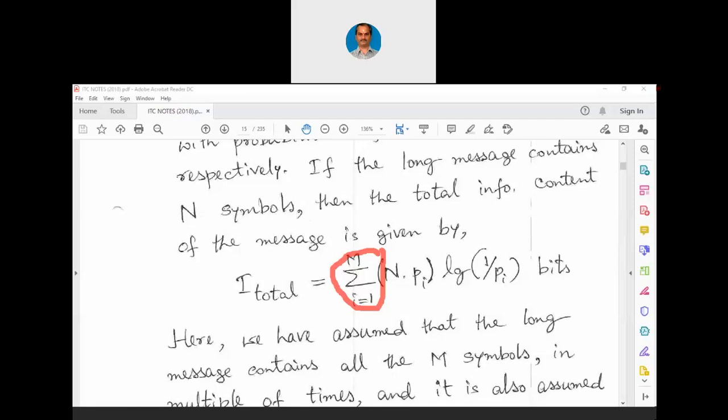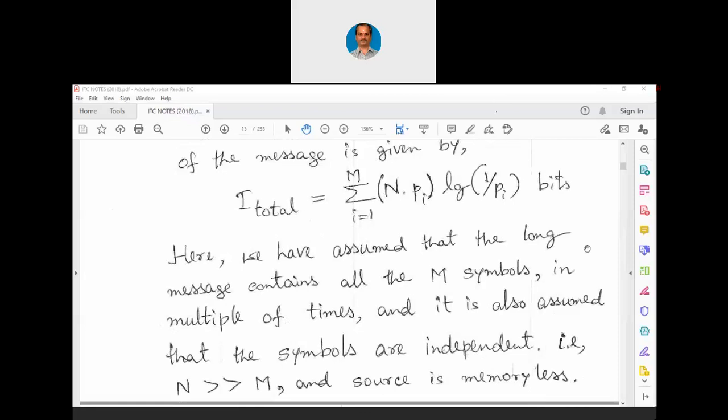Same way here in information theory. So we have assumed that the long message contains all the m symbols multiple times, and it is also assumed that the symbols are independent. A is statistically independent of B. B is statistically independent of C. That is how we have to assume, because the symbols as such are not dependent. For example, 1 is not dependent on 2, 2 is not dependent on 3, 3 is not dependent on 4.